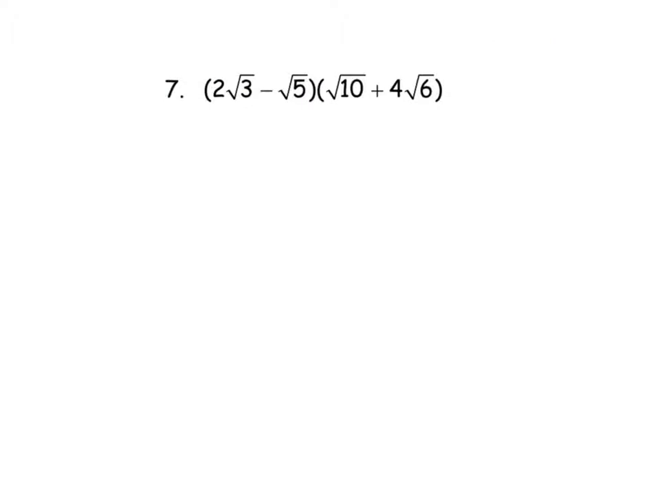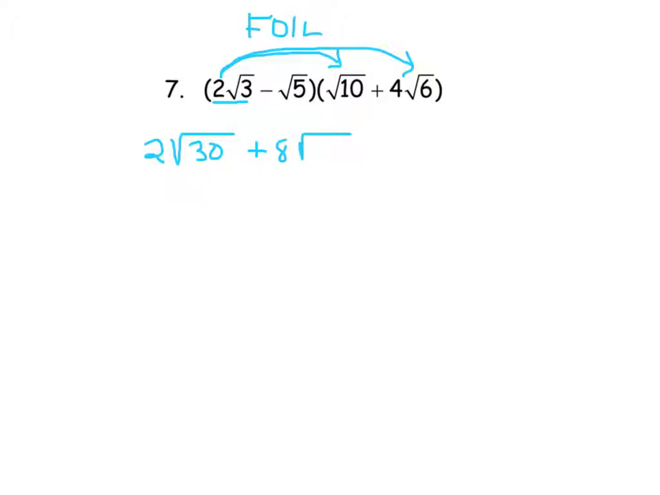Okay, again, I have two binomials being multiplied together, so I am going to FOIL again. So I'm going to multiply 2 radical 3 times radical 10. I multiply the coefficients together and I get 2. Multiply the radicands together and I get 30. Then I'm going to multiply the outer terms together, so 2 radical 3 times 4 radical 6. So 2 times 4, that makes 8. And then 3 times 6 is 18, not 16.